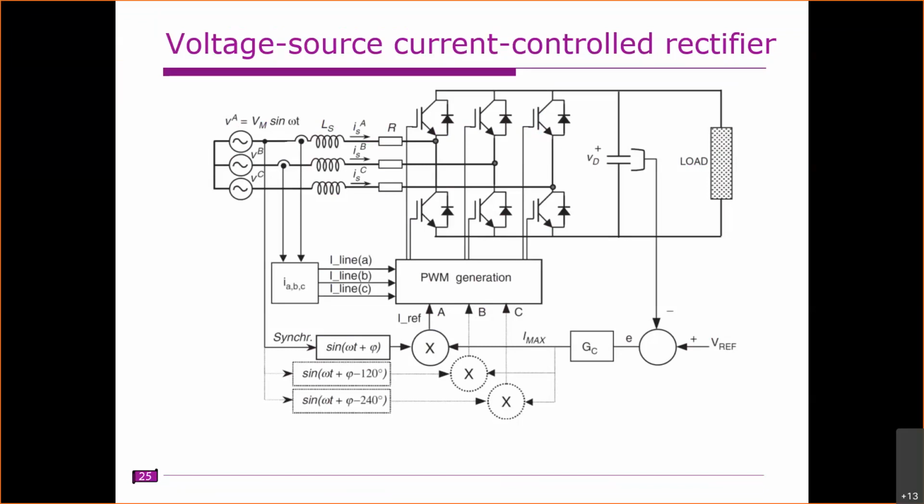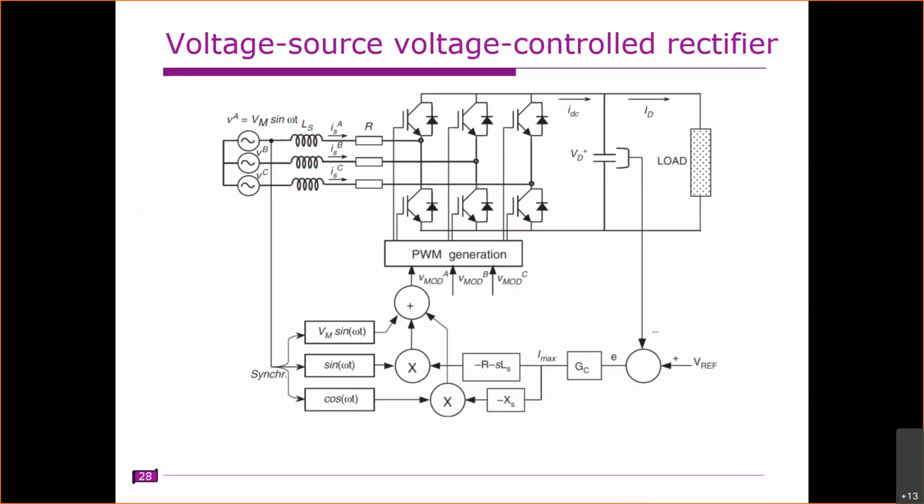In case of current control, you need to sense the three-phase source voltages, and you need to sense the three-phase currents. In addition to that, you also need to sense the DC bus voltage or this DC side voltage. Whereas in voltage control methods, there is no need to sense the currents. You need to sense this DC side voltage and the AC side voltage.